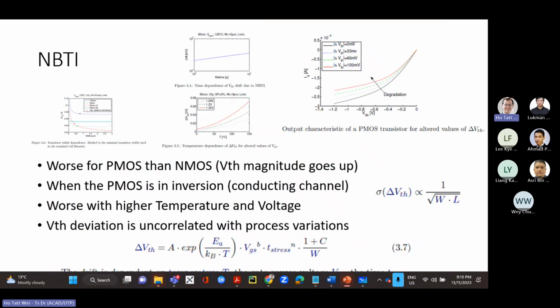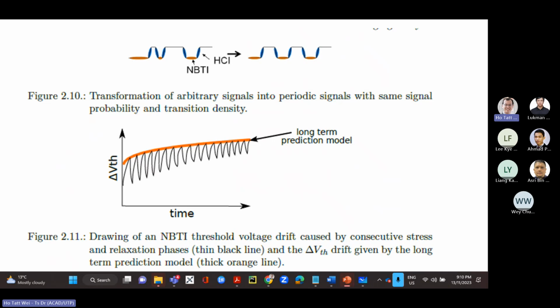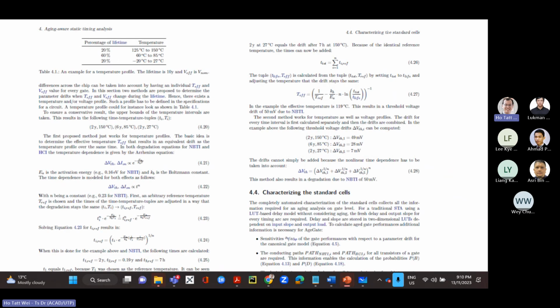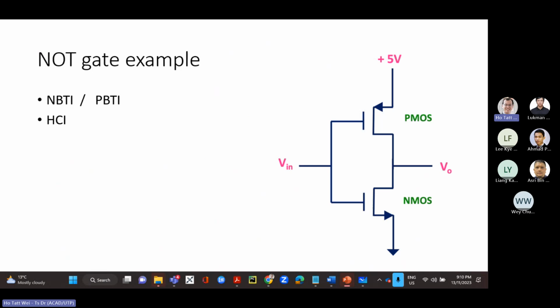I want you to be able to qualitatively evaluate. Let's say I give you a logic gate, or I give you a logic path, which you have to convert into its constituent gates. Then I'm going to ask you to analyze the effect of aging. So you have to look at a few things.